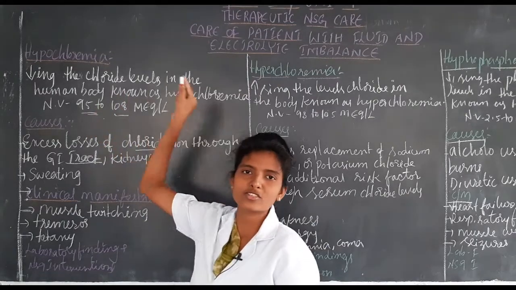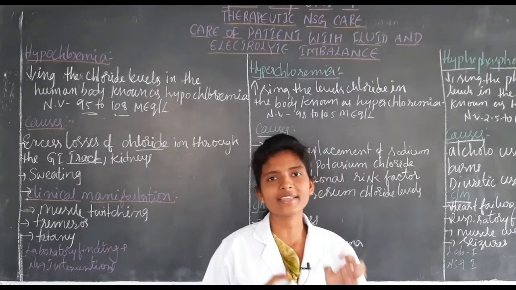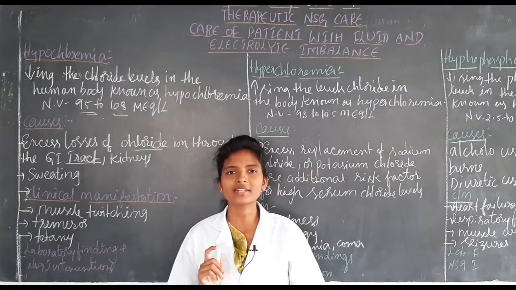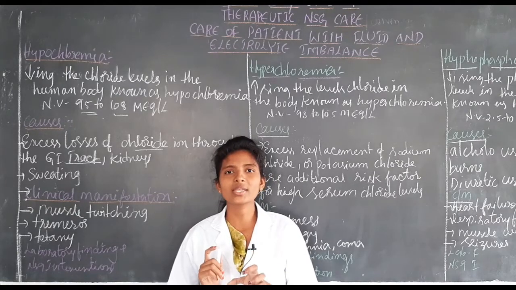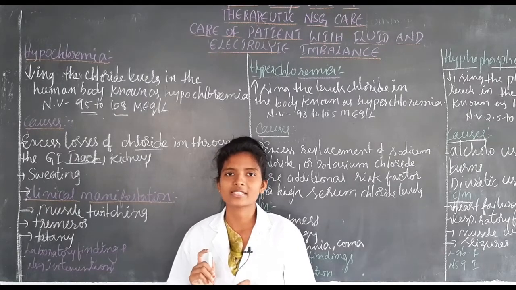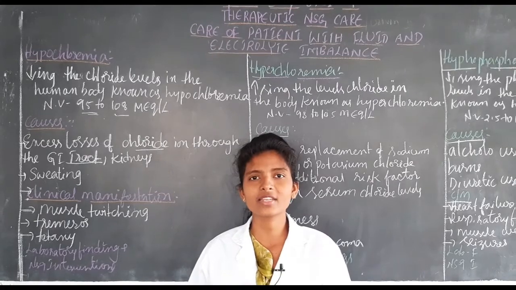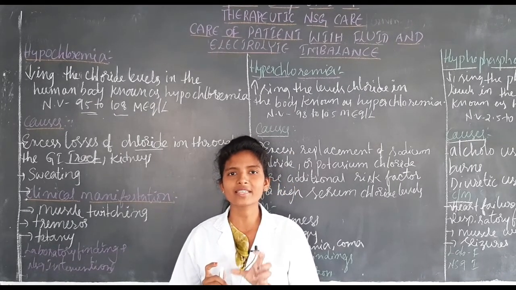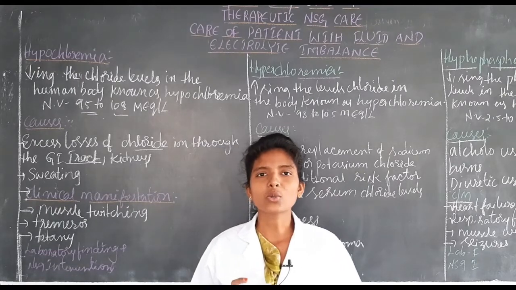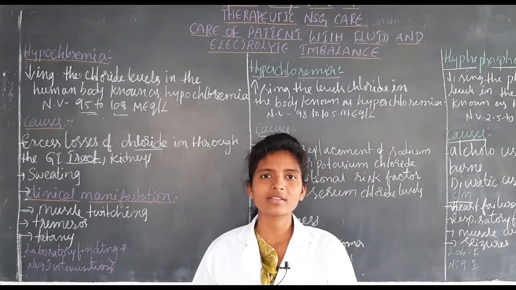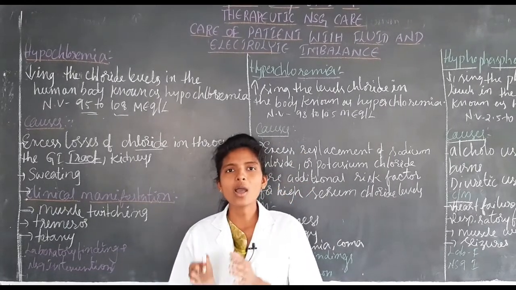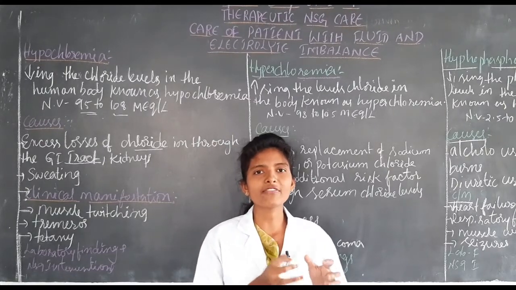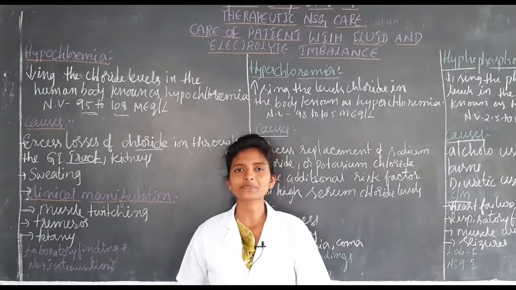So whether it is normal or below, whether it is increased or decreased, that thing they will see by doing this serum chloride test. So how are they going to do that test? Through blood. By taking blood they will do that serum chloride test, to identify the chloride levels, whether it is low or high.